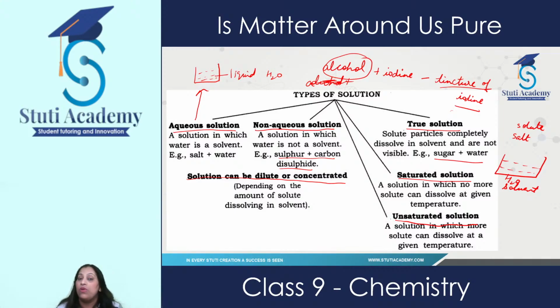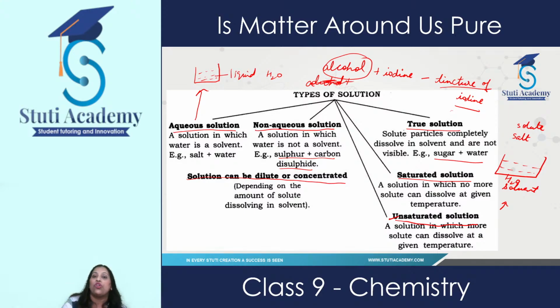And unsaturated solutions are that type of solution in which we can add more solute. And we can easily convert a saturated solution into an unsaturated solution. There are two conditions for this. If we increase the temperature, we can add more salt.